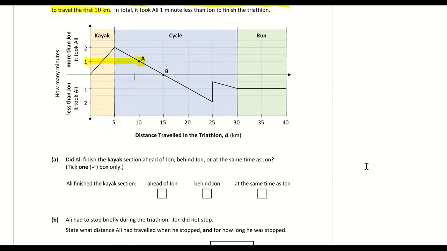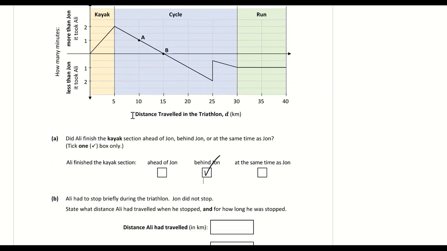So if I scroll down here to the first one, part A, it's saying, did Ali finish the kayak section ahead of John, behind John, or at the same time as John? Tick only one of the boxes. So the kayak here is this first section. Let me just highlight it. This is the kayak section. So we're looking at this region here. And did Ali finish the kayak ahead of John? So if we come up to this point here, so that there is telling me, if we come across to it, it's telling me that it took Ali more than John. So it took Ali 2 minutes more than John to finish the kayak, which is telling me then, so if it took her 2 minutes longer, it means that she finished behind John. Because think of, you're running a race, if it took you 2 minutes longer than me to finish the race, well then you are slower than me, so you finished behind me.